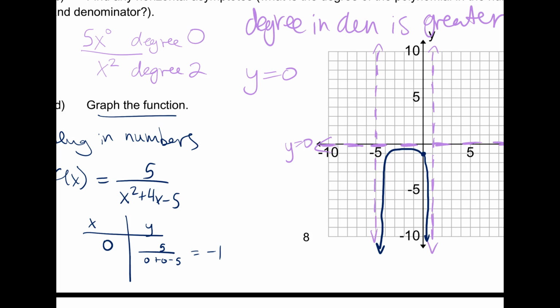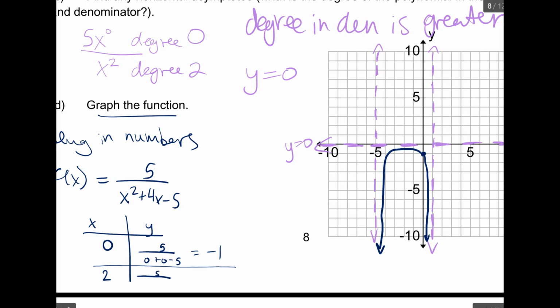Can you not plug in the number 1? I can't plug in x equals 1 because that's an asymptote. I won't have a value. So I can't plug in my asymptote values. What would be another good number to plug in? How about 2? Plug that in.